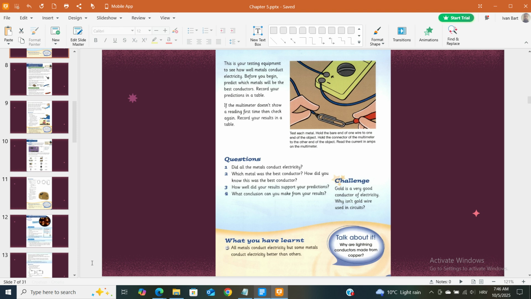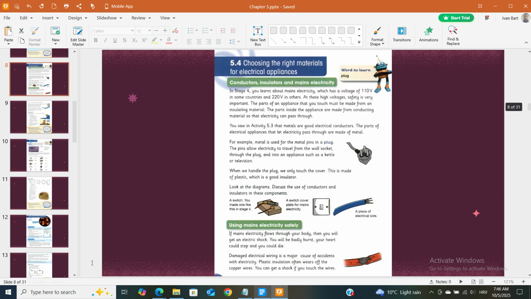Challenge: gold is a very good conductor of electricity. Why isn't gold wire used in circuits? What you have learnt. All metals conduct electricity, but some metals conduct electricity better than others. Talk about it. Why are lightning conductors made from copper?